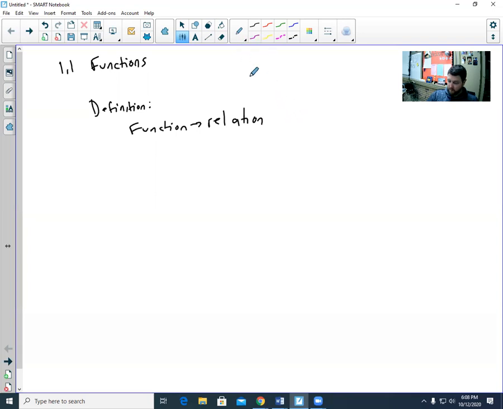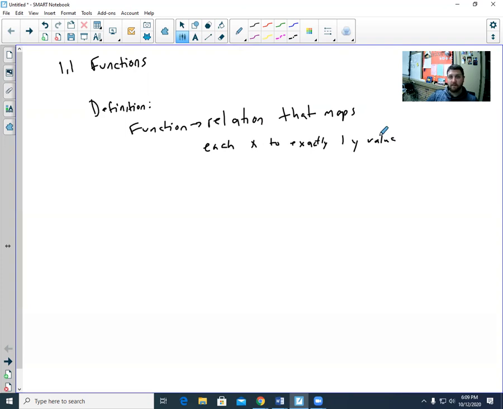Oh wow, this handwriting is bad. A function is a relation that maps each x to exactly one y value. So it's going to relate something to exactly one y.